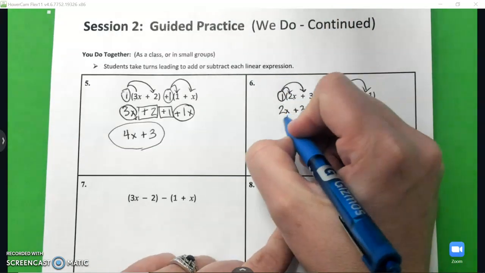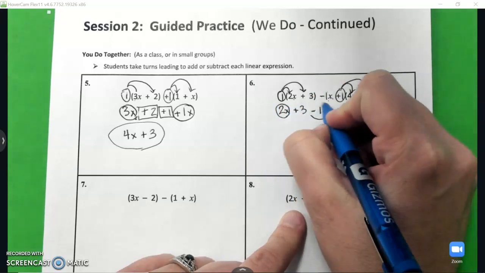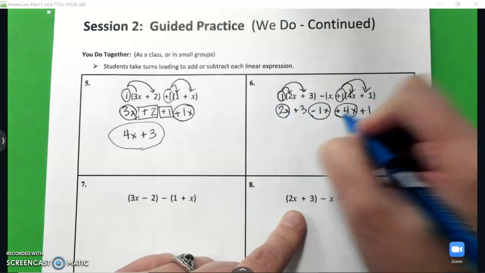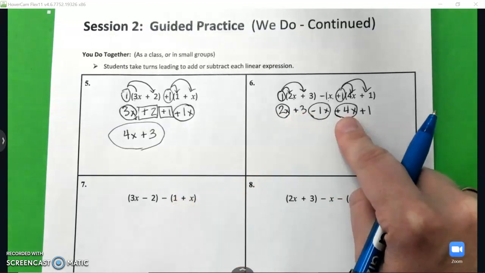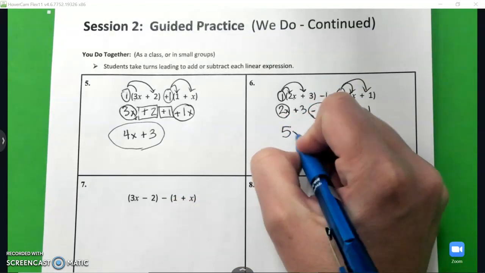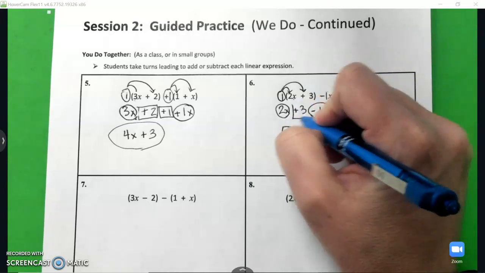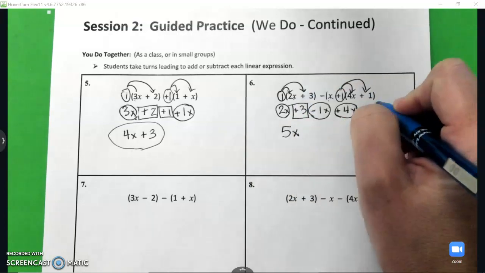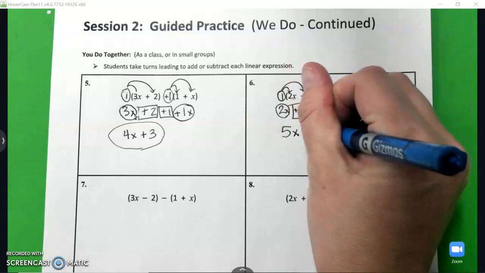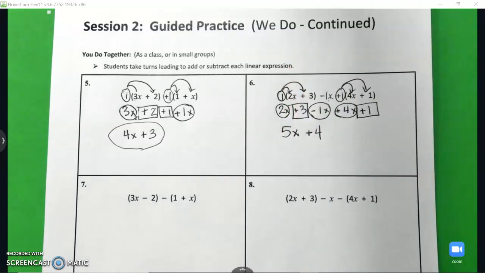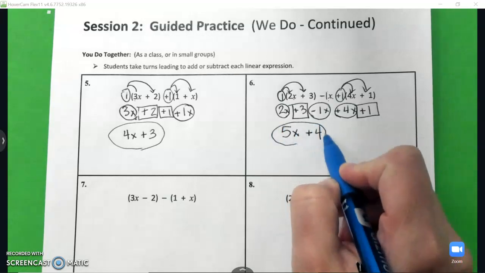So now in this case I've got 2x minus 1x plus 4x. So 2 minus 1 would be 1, plus 4 is going to be 5. So 5x. And then we have plus 3 plus 1, that's going to be plus 4. Okay. So our simplified version, 5x plus 4.